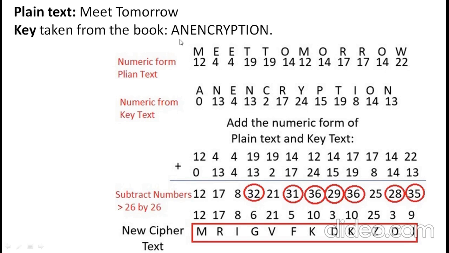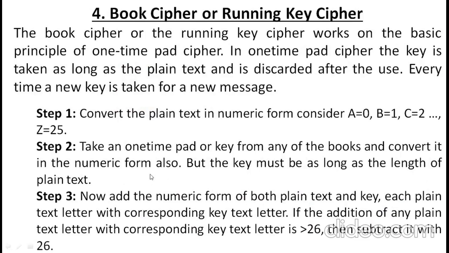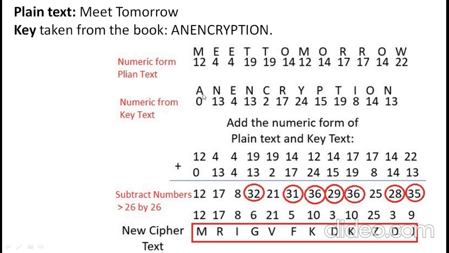And the key must be converted into numeric form. So the key text is encryption, and this is its numeric conversion. As we stated in step number 1, every letter has a number, and we said to convert the text into numeric form considering A equals 0. Now you can see A equals 0. Like this, every key text letter is converted into numeric form.